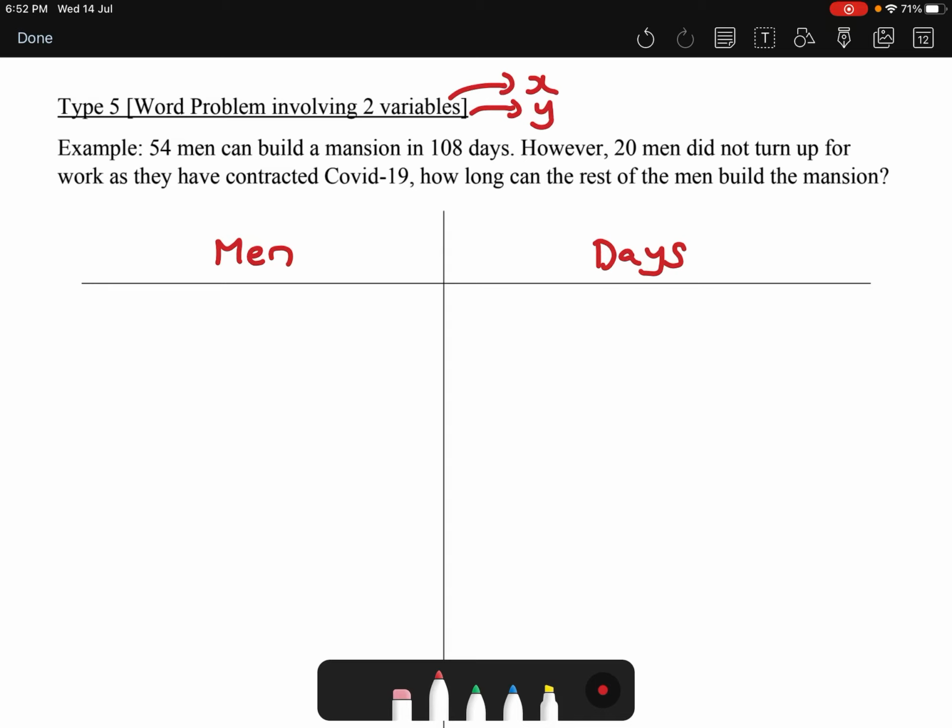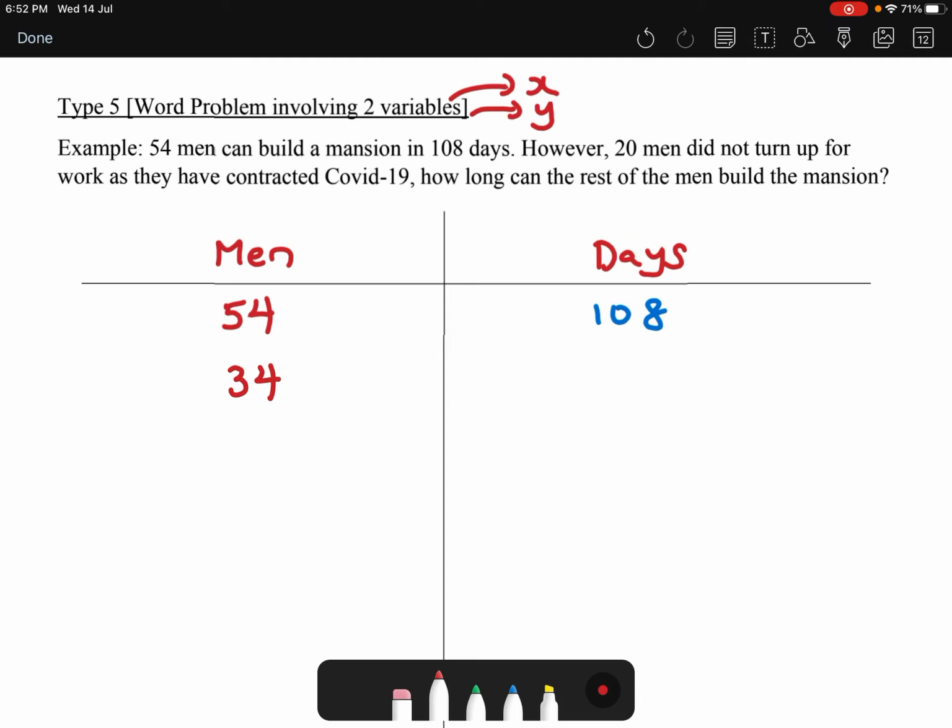Initially I have 54 men, and they built a mansion in 108 days. Now 20 men contracted COVID-19, so they cannot come to work. So only about 34 men are left. They ask us how long they can build the same mansion. So how do we do this type of question?